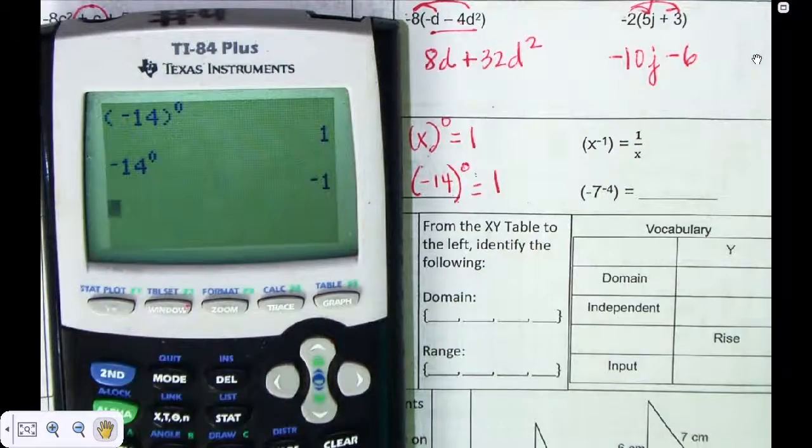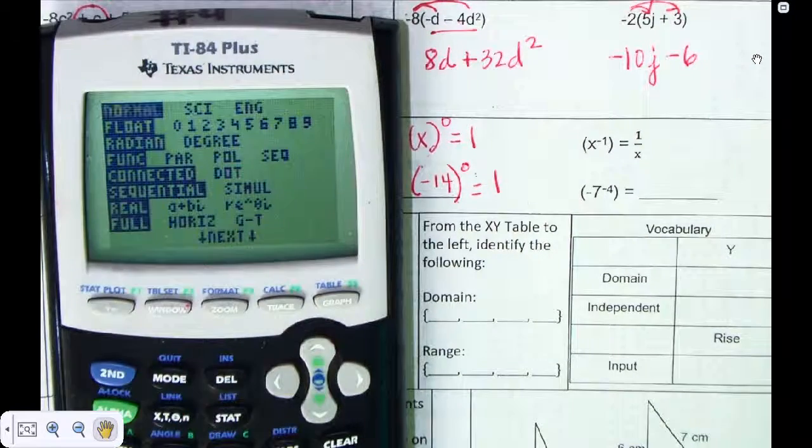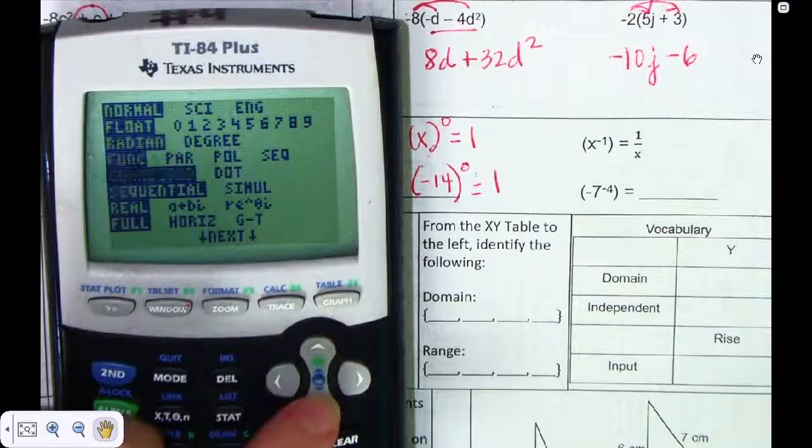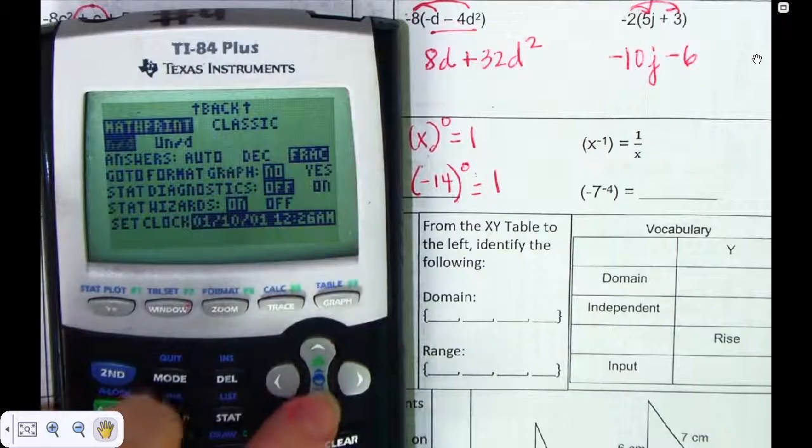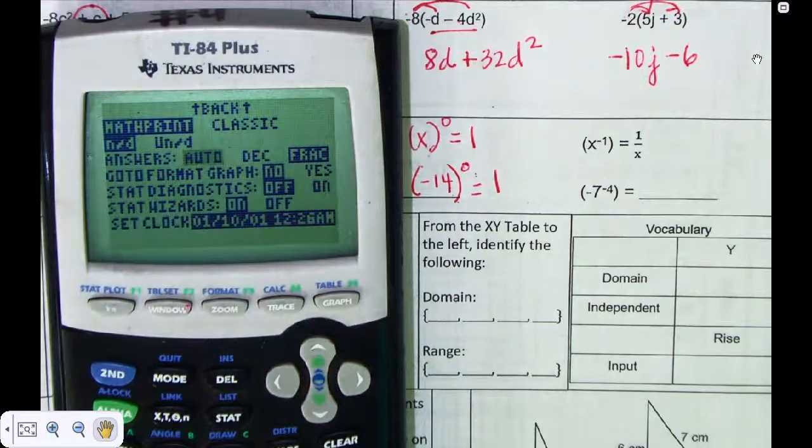Okay, everybody go to mode. Everybody go to mode. Go down to next. We could have clicked the arrow up button. Okay, go down to answers. And answers should be on fraction. Is fraction highlighted on yours? If it's not, highlight it. Hit enter. Okay, everybody good? Hit mode. Go down to next, to the next screen. Keep going till you see answers. Where you see answers, you're going to hit fraction.